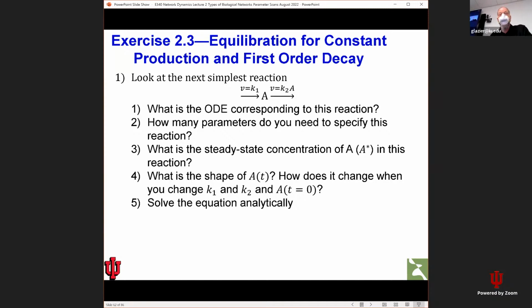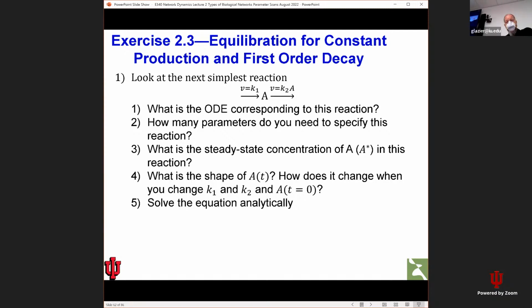Here, using the word parameter is a little bit of a trick, because the initial concentration of the molecule counts as a parameter. And the third thing, which is the actual problem, is what is the steady state concentration of A? That will depend potentially on K1, K2, and possibly the initial amount of A. And the last thing: how does A change in time, and how does that depend on K1 and K2? We'll do that numerically. I won't ask you to do that.